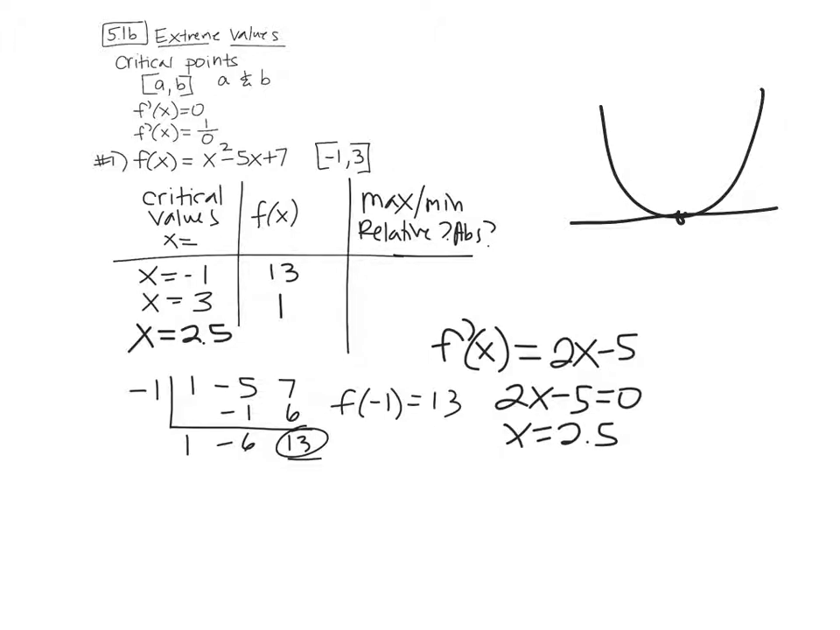If we have 2.5 there, you have to plug that into the regular function. Yes, you have to find f of x, not f prime of x. We know f prime of x is 0. We have to then plug it back in, and you get 0.75. That's why I let you have your calculator for that.